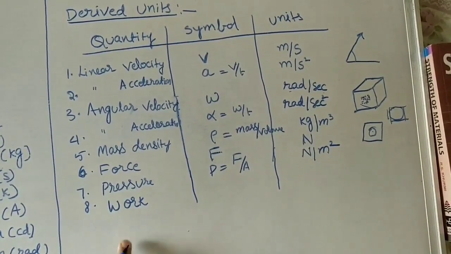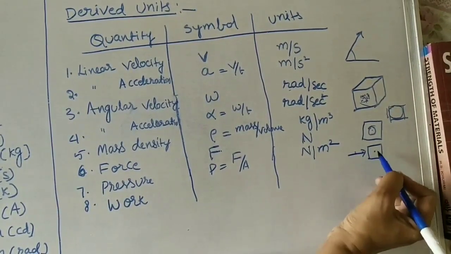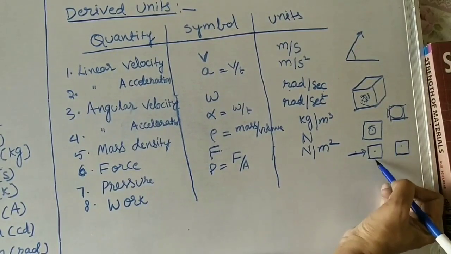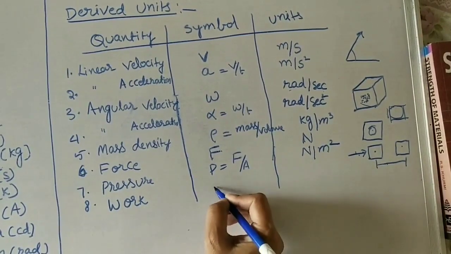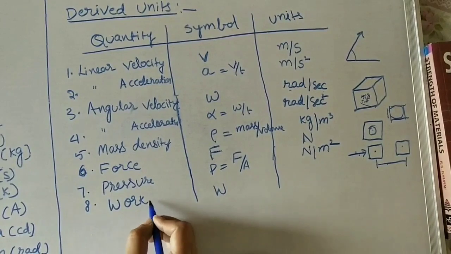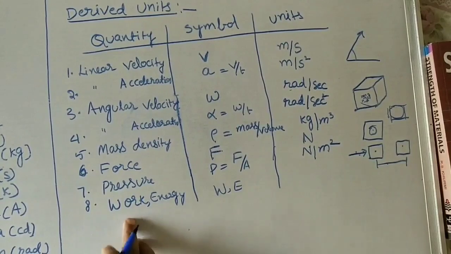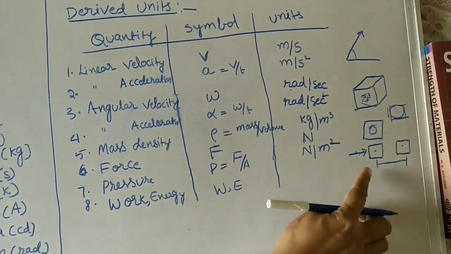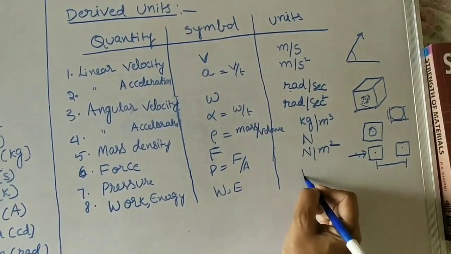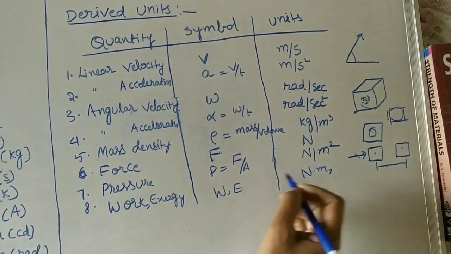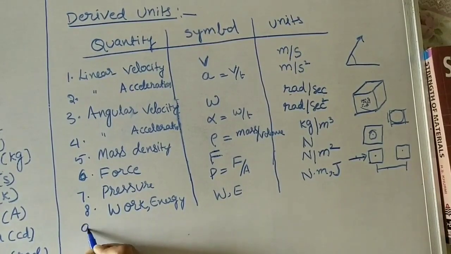Work means, because of some force, one object is moving from this point to this point. Some distance s it is traveling, some length it is traveling. Means force into distance. For work I am giving the symbol capital W, or we can call it energy also, for which we give the symbol capital E. So work means force into distance, Newton into meter, or for energy, joules. We are taking joules.